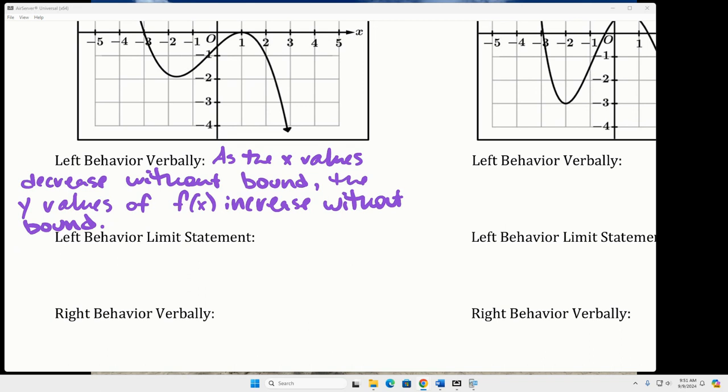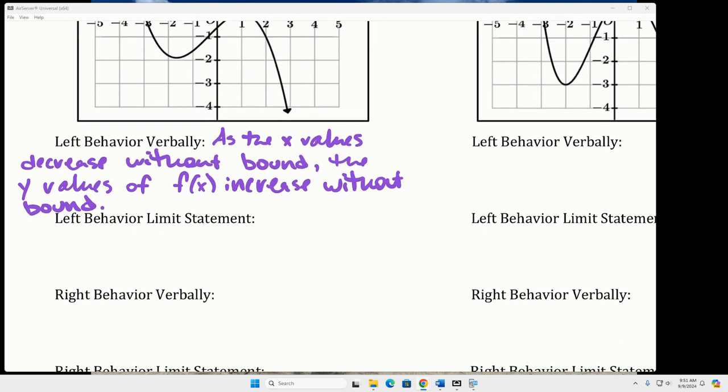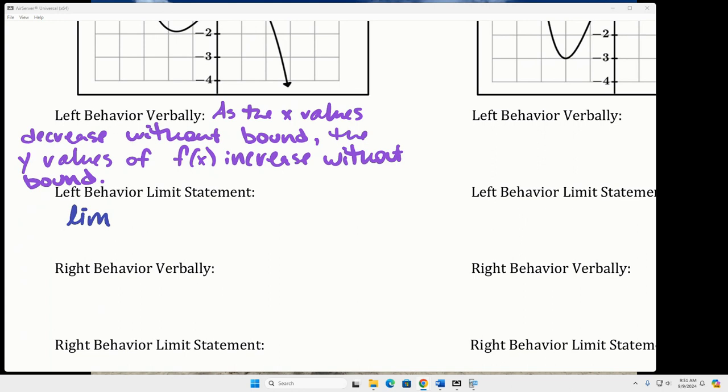And then we're going to write that with limit notation. Limit notation is a lot less writing. Typically when I do a limit, I write it partially in cursive, partially not. You don't have to write it in cursive. That's just the way I was taught. So we're going to do the limit of f of x. The left side is when x is decreasing without bound, or when x is approaching negative infinity. That's the same thing as writing what was in front of the comma. So how do you think we're going to represent the y values increasing without bound? They just get bigger and bigger. What are they approaching? Infinity.